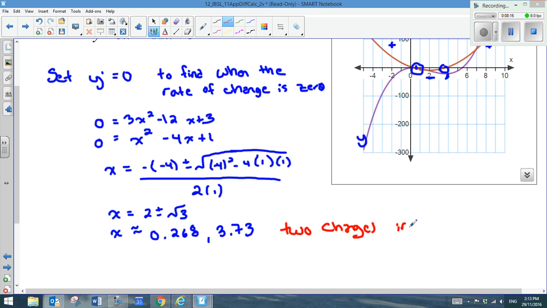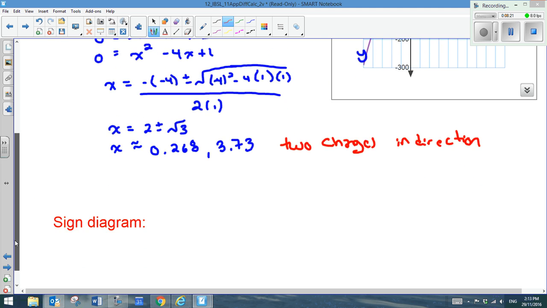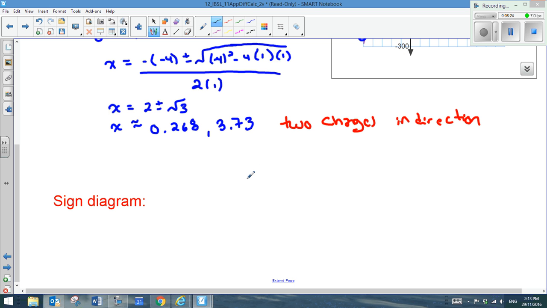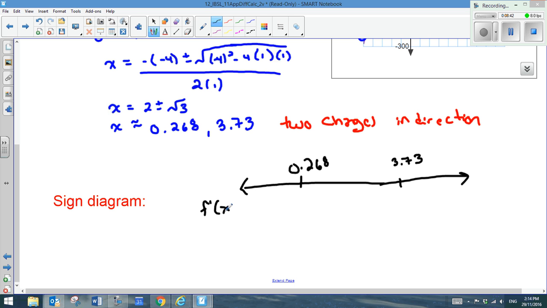So we have 2 changes in direction, and now we're going to use a sign diagram to prove what happens between those 2 changes. So with a sign diagram, we wind up thinking about what happens along that x-axis, or as you look from left to right. So I know that I have something happening at 0.268. I've got another change happening at 3.73. I'm using my derivative to tell me something about my original function. So I'm going to have a conclusion where I talk about my original function f, but I'm going to use my derivative with a couple test points to see what's going to happen to my original graph.